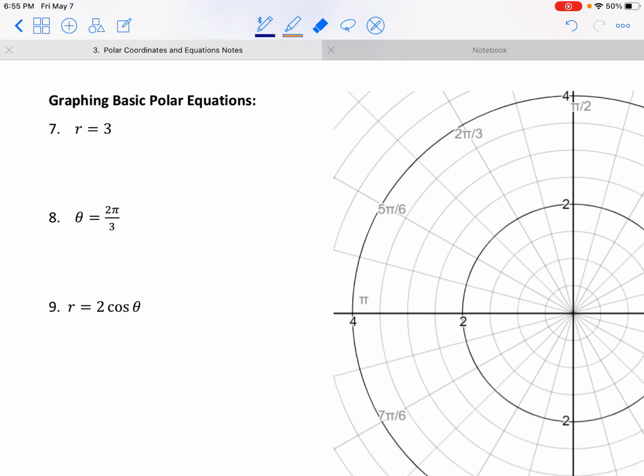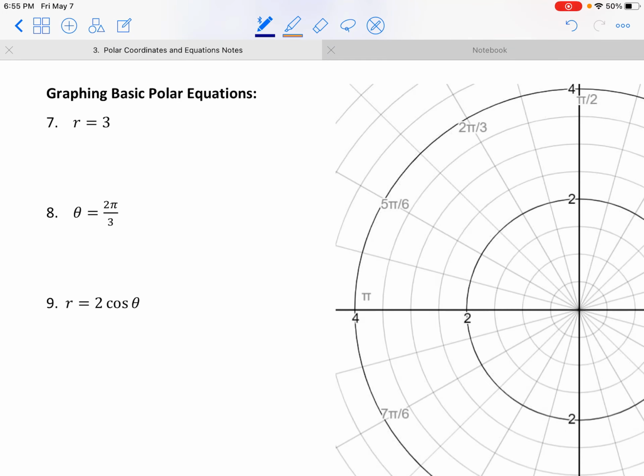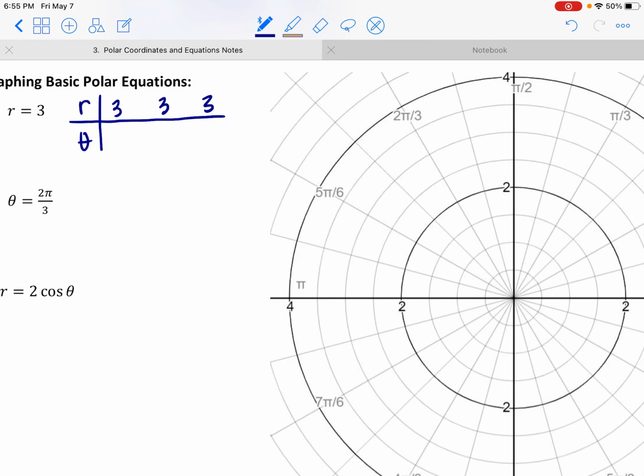Okay? So the first one, r equals 3, it's a lot like just graphing y equals 3 or just graphing x equals 3. We only have one variable, which means the other doesn't matter. So if I was going to make a table here, I have r, I have theta. If r equals 3, that means r equals 3 no matter what theta equals. So I can call my angle 0, I can call it pi over 2, I can call it 3 pi over 2, I can call it whatever I want. The radius has to be 3.